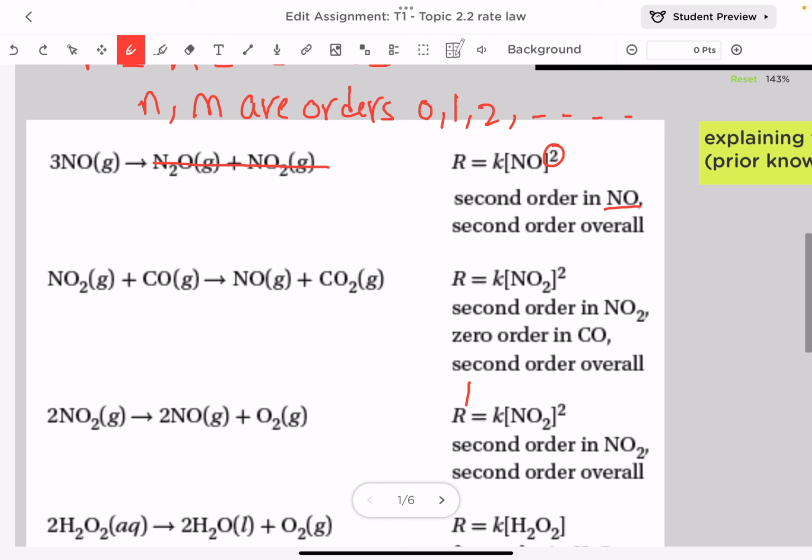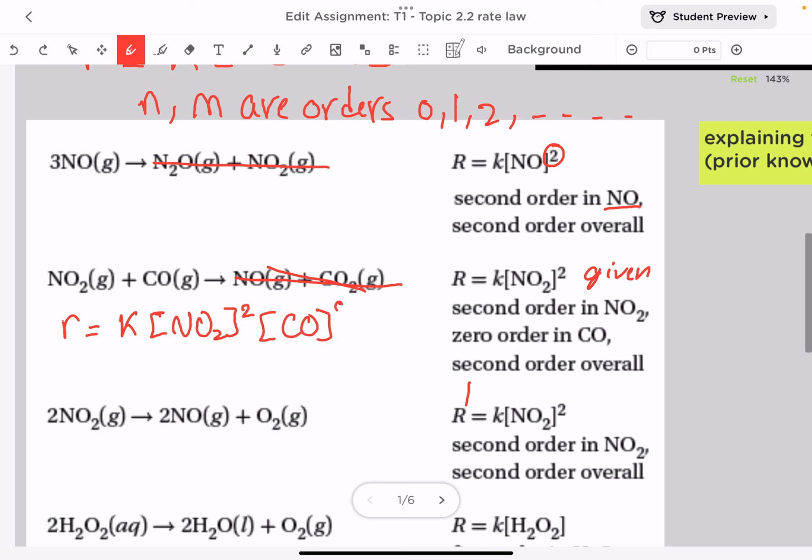This means that this reaction is second order in NO and second order overall, since NO is the only reactant. Another example. This is a reaction of NO2 plus CO giving NO and CO2. Now this is given: the rate law of this one is K multiplied by NO2 squared. Of course, the products are not included in the rate law. Now, when I look at this formula, I see NO2 raised to the power 2, and I don't see CO written next to it.